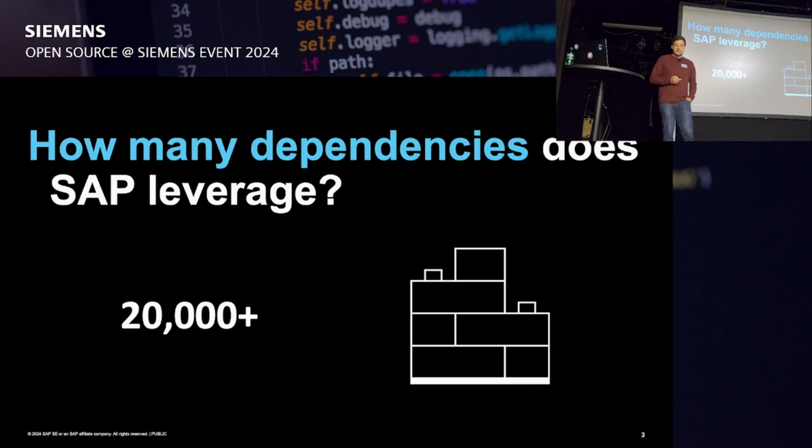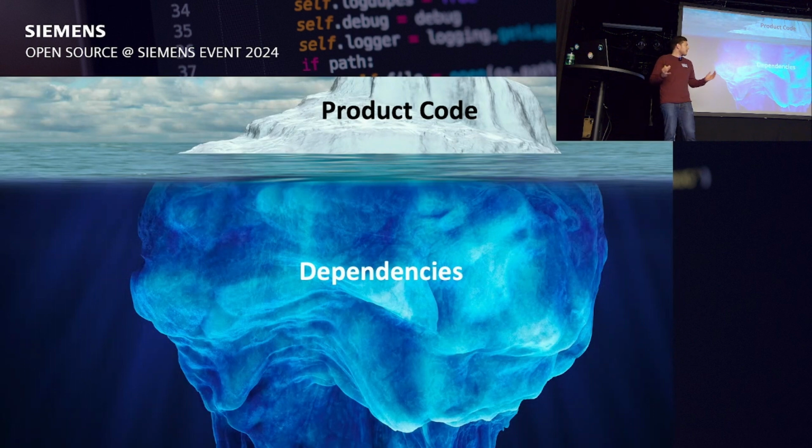But why are dependencies important? If we look at our products and an individual product, the product code itself is built on top of a lot of dependencies. And from an individual product perspective, the dependencies are a huge iceberg under the water with having a lot of impact on the product. That can be very positive. Performance improvements in the dependencies can have a huge impact on the actual product. Security improvements or even developer usability improvements in the dependencies can be very positive for the product code.